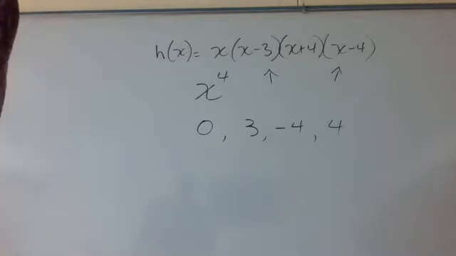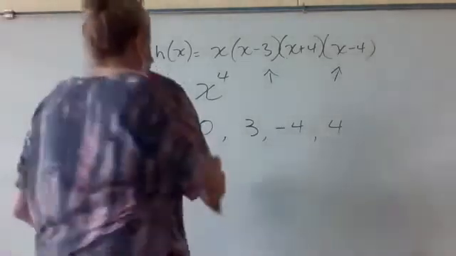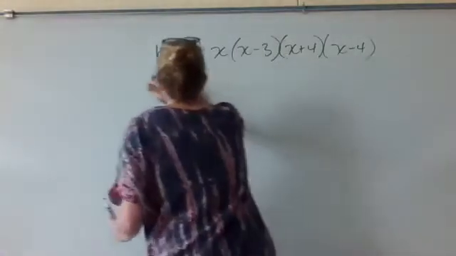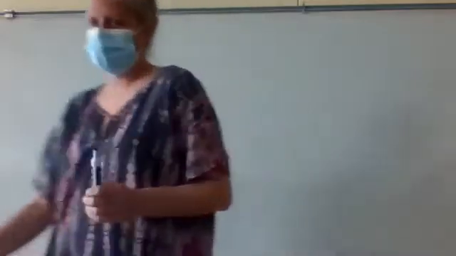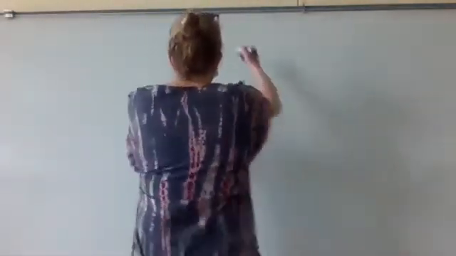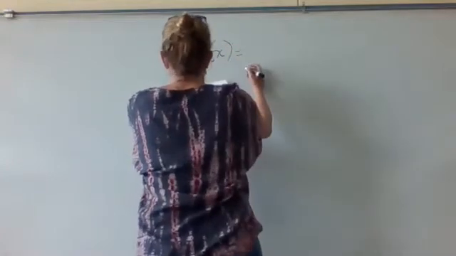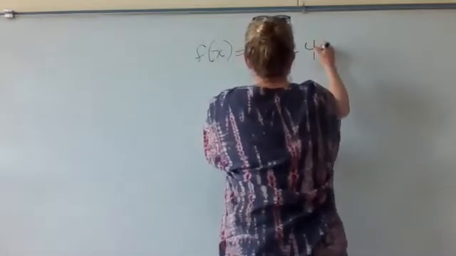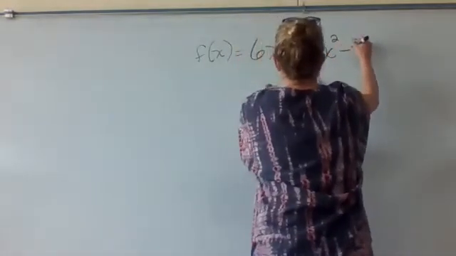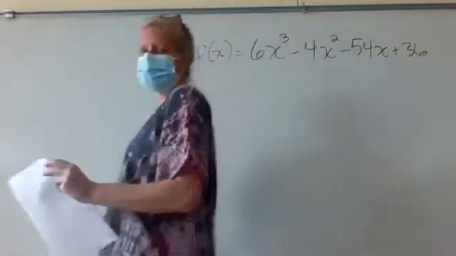Number 9. Sketch the graph, f of x equals 6x to the third minus 4x squared minus 54x plus 36.